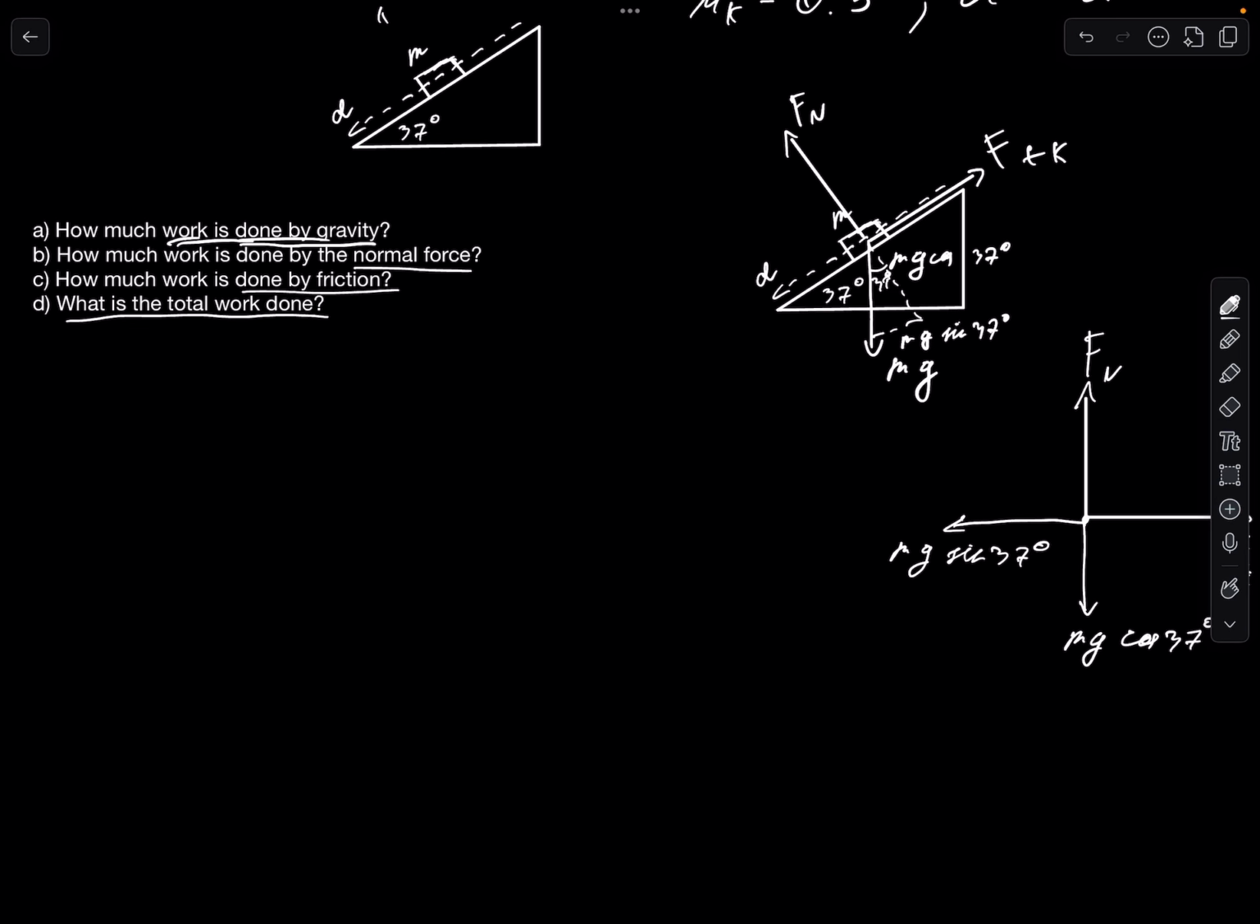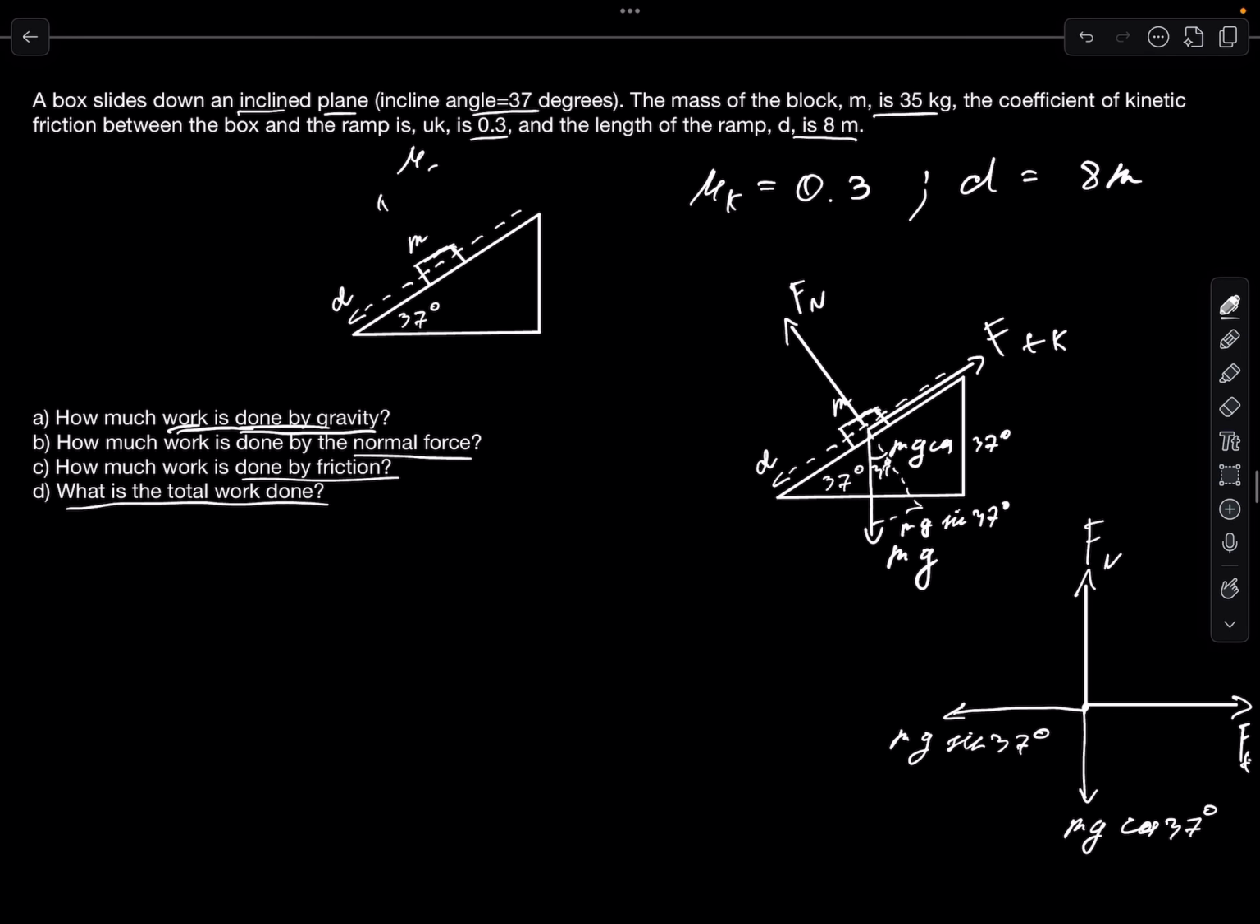Now, with all of it being said, let's move back to our question. How much work is done by gravity? So, part A. The work done by gravity will be the force of gravity, specifically in the x direction, because that is where the object is going. It's not going up or down, it's just sliding left or right. So let's denote it Fgx times the distance.